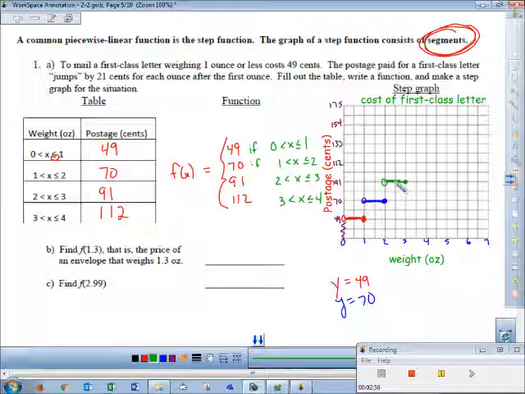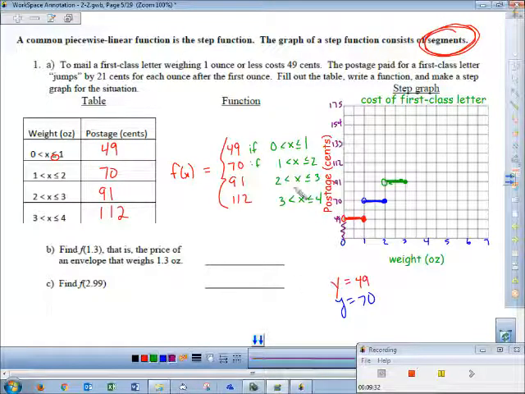So like if the letter weighed 2.6 ounces, it would cost us 91 cents. If it weighed 2.1 ounces, it would cost us 91 cents. If it weighed 2.99 ounces, it would cost us 91 cents. Every single possible weight between 2, not included, and 3 included, our postage would cost us 91 cents.